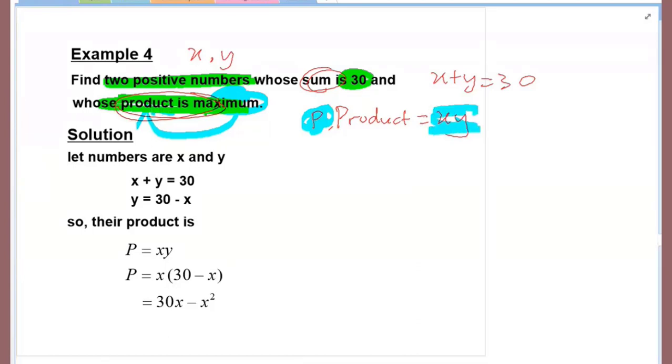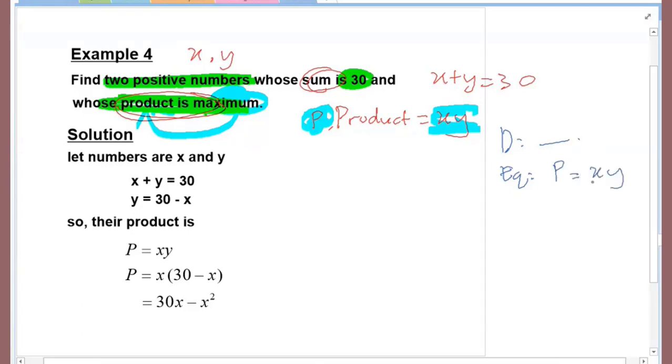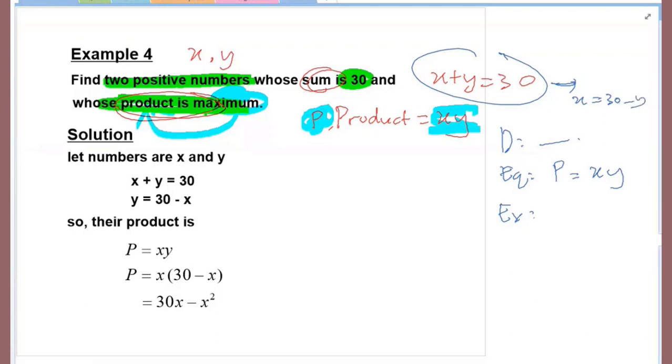Now for D, there is no diagram because this is a two-dimensional problem. Same for the equation: we want P, the product xy, and then express it into a single variable. Between x and y there must be information that relates them. So this one is x plus y is equal to 30. Then substitute, taking x or y as the subject. x is equal to 30 minus y. Let's say you want to get rid of x and substitute.